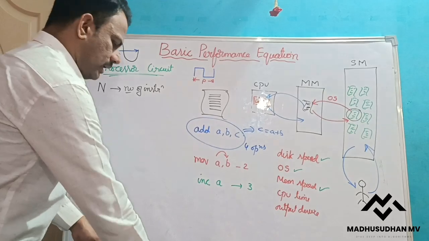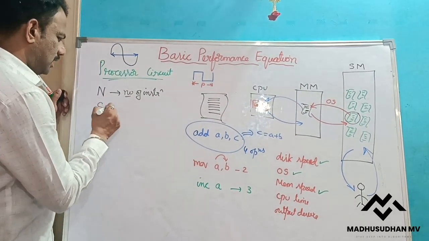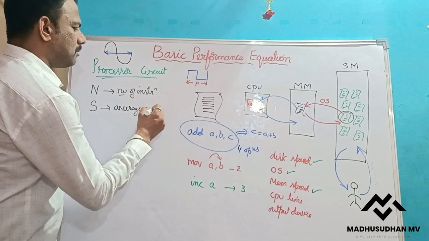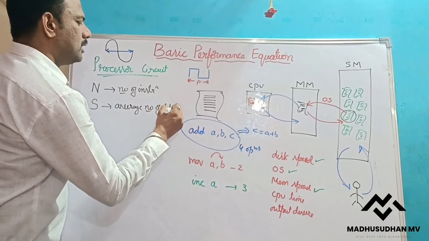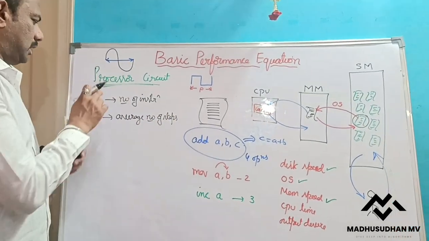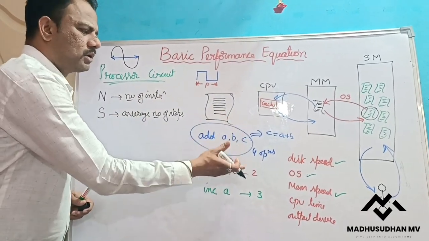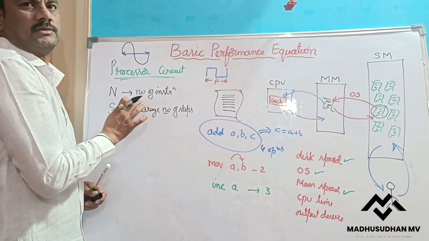Now I will take S. Let S be the average number of steps in an instruction. In each instruction, let us take the average. For example, 3, 1, 4, 2, 3, and the average is taken over the number of instructions.